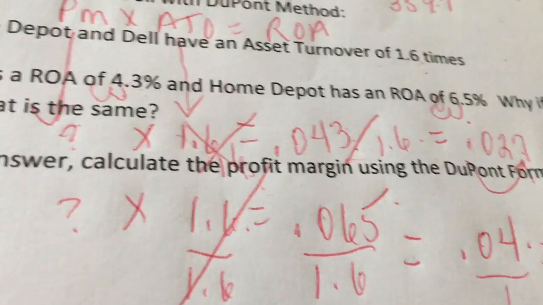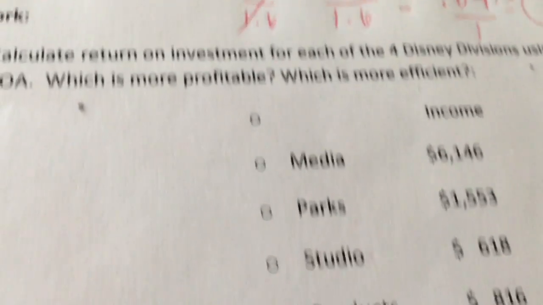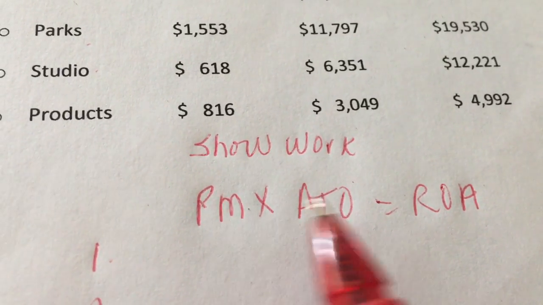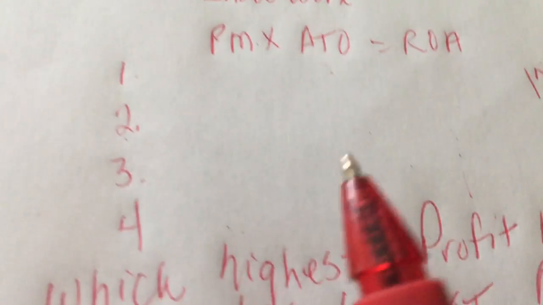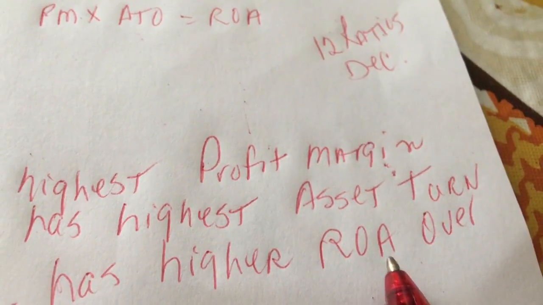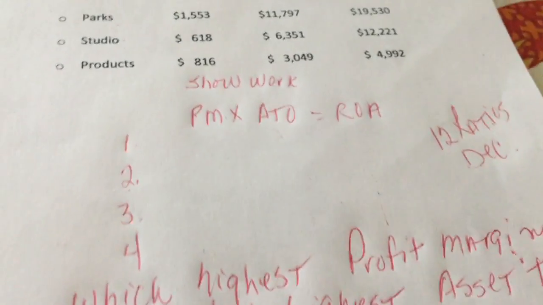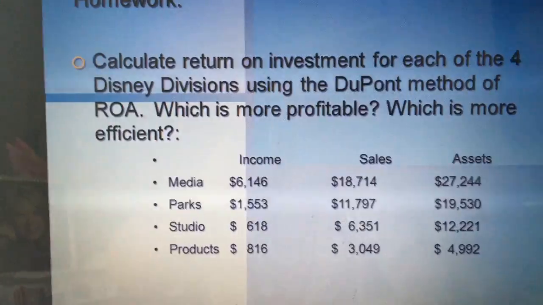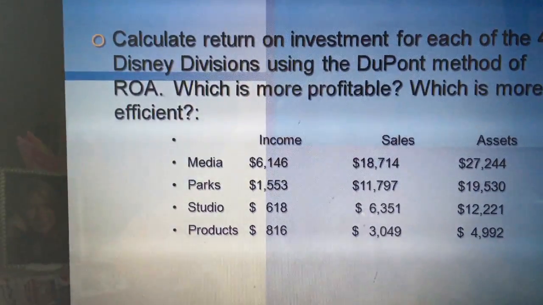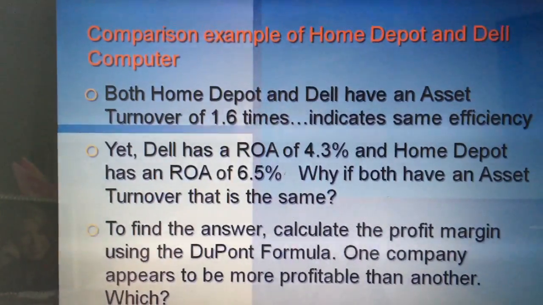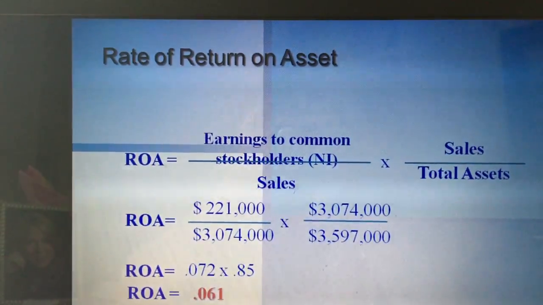Again, use your normal procedure like I told you for your homework down here. Use this formula, do the multiplication, show all work, and answer these questions: highest profit margin, highest asset turnover, highest return on assets. Okay, let's just come back to your PowerPoints. You can slide through all this. There's the homework. All the calculations that I just did are prior to that, so you can go back through and see what we did and the analysis and the breakdown.